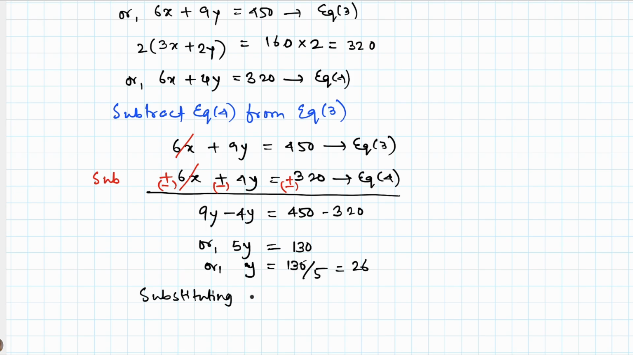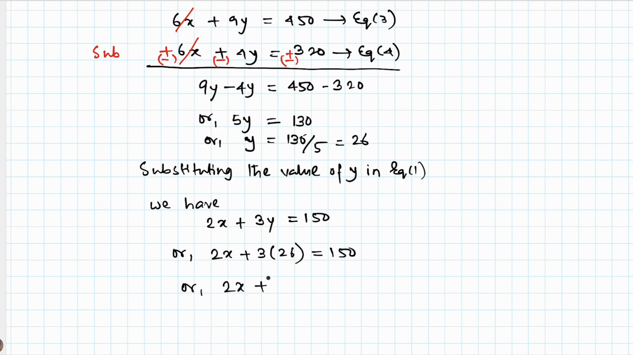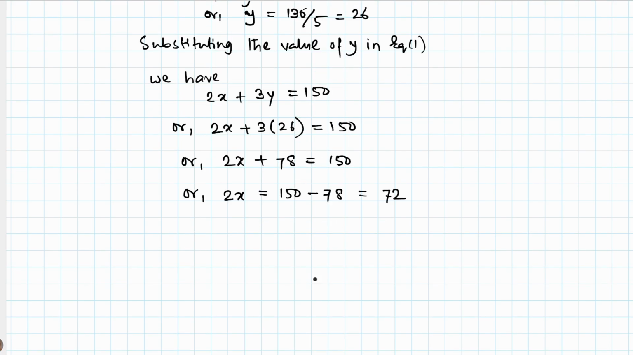Now we are substituting the value of y in equation 1. So what is equation 1? We have 2x plus 3y equal to 150, 2x plus 3 times 26 equal to 150, which gives us 2x plus 78 equal to 150. We are taking 78 from the left hand side to the right hand side. We're subtracting from 150, which gives us 72, so x becomes equal to 72 by 2, which is 36. So we got the value of x as 36.